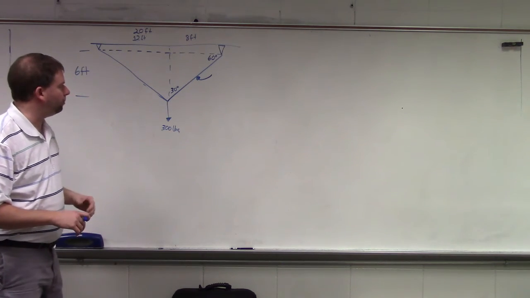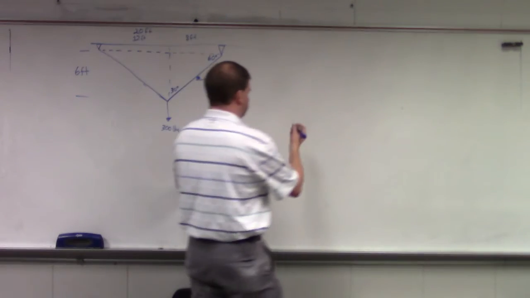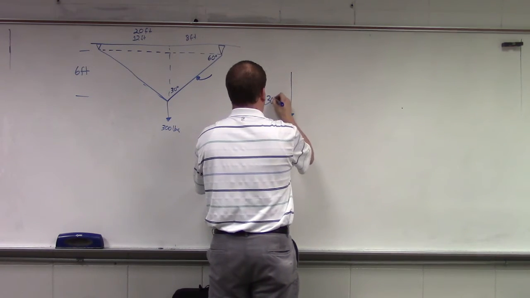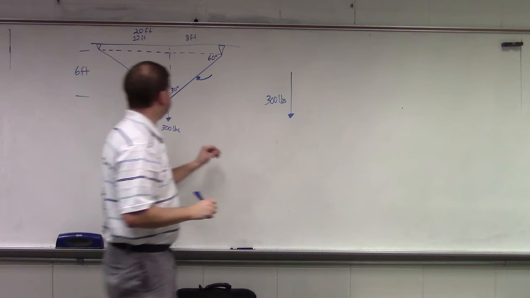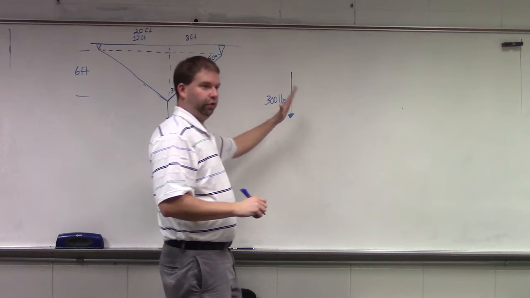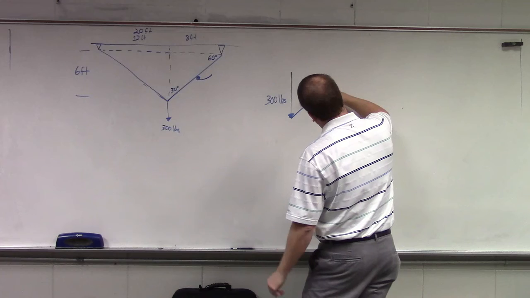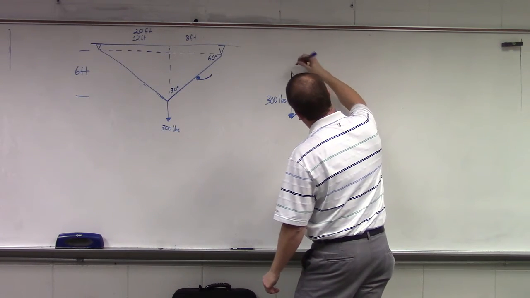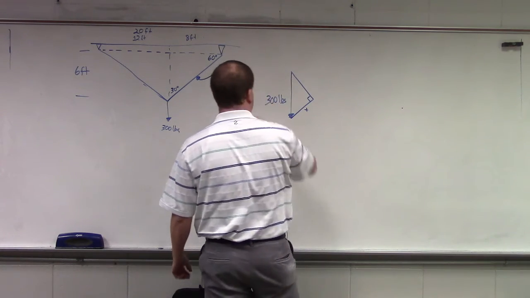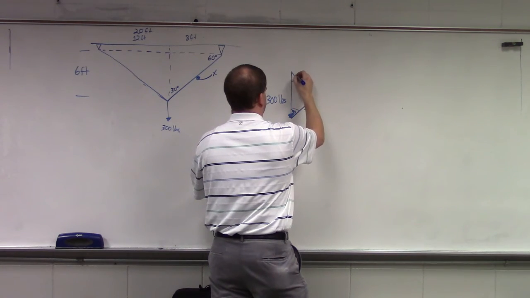So how do we want to draw our polygon? What's the first element you want to draw? 300. You want to draw our 300 pounds in the vertical? Yep. Okay. And then how should I draw this element? It'll be at 60 degrees from horizontal. 60 degrees from the horizontal? Yep. Okay. So then that would be 30 degrees. Yep. And then the top one would be 60 degrees.